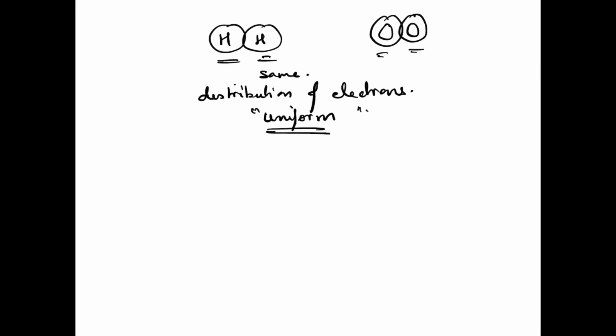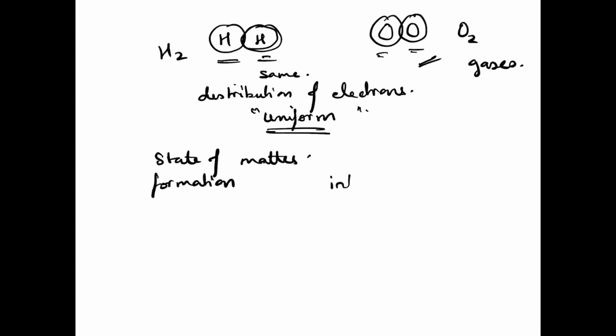Later on we'll see how this affects the state of matter, why oxygen and hydrogen are gases, and how this affects the formation of intermolecular interactions, which are affected by this whole concept of electronegativity, electron density, and polarizability. So the intermolecular forces are being affected by this. We'll be learning about this in future videos.